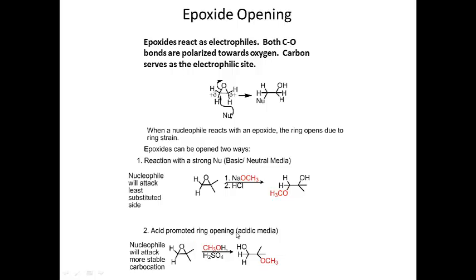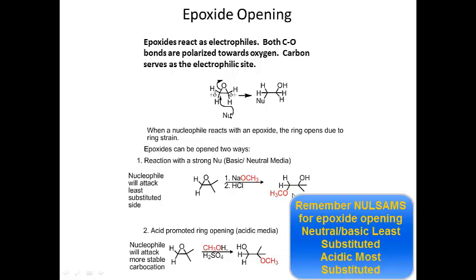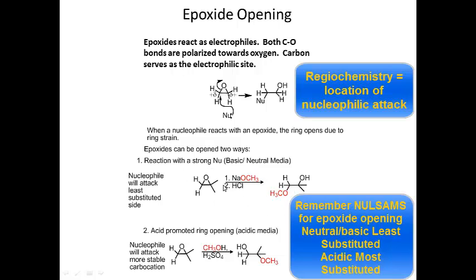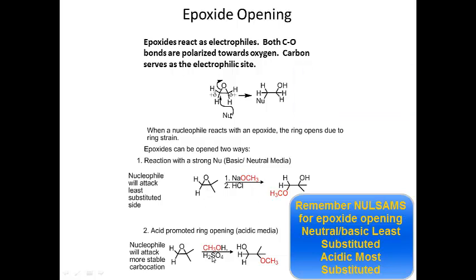Or we can do acid promoted ring opening, where in this case the epoxide shown, we first treat it with sulfuric acid to activate it, and then the methoxy group here from the methanol will attack and open the ring. And notice the regiochemistry changes. If you do it under basic conditions, the nucleophile is going to attack the less substituted side. If you do it under acidic conditions, then the nucleophile is going to attack the most substituted side.